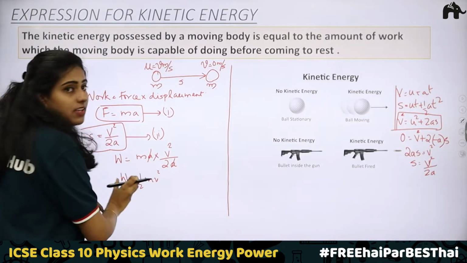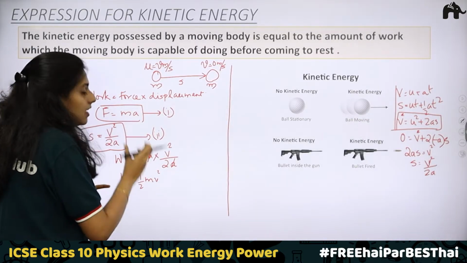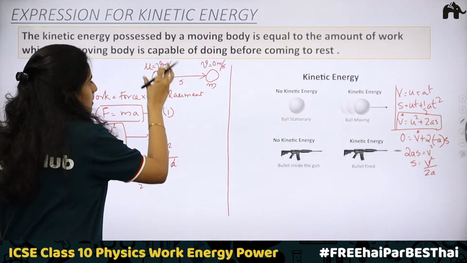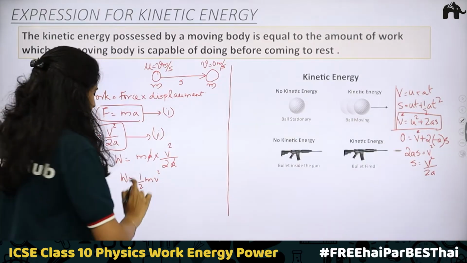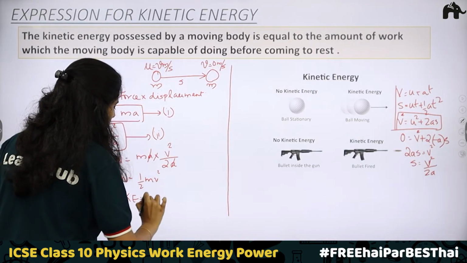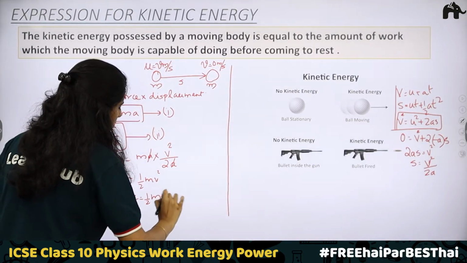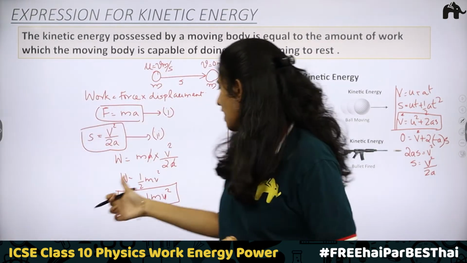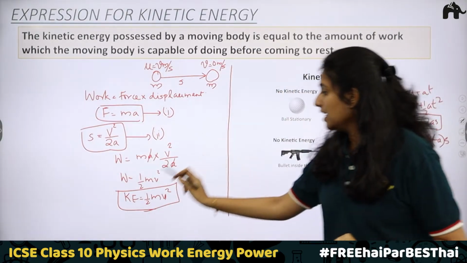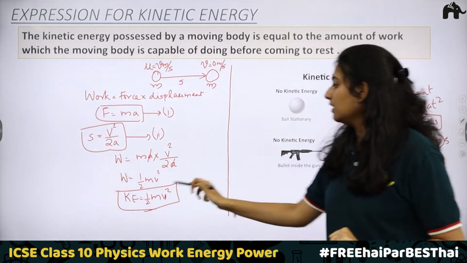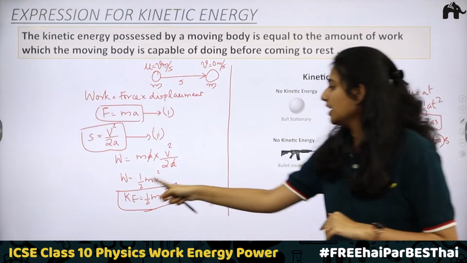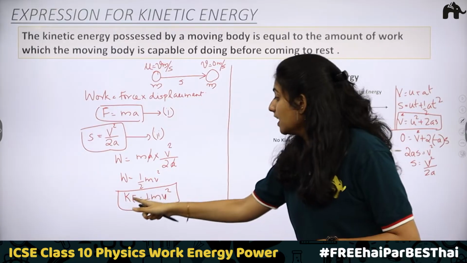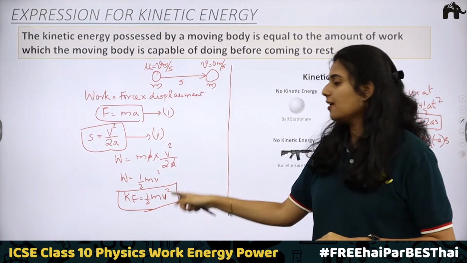Because of motion, we have this work. This work is done to bring the body in motion to rest. This work done is the kinetic energy. Therefore, kinetic energy is equal to half mv square. This is the relation for kinetic energy, which means kinetic energy of a body depends directly on the mass. When mass increases, kinetic energy also increases. What about velocity? Kinetic energy is directly proportional to the square of velocity.